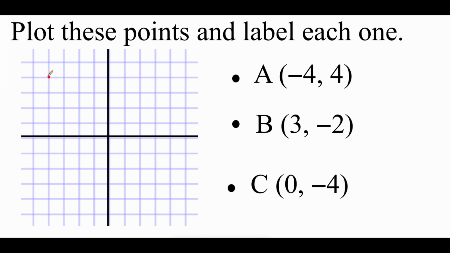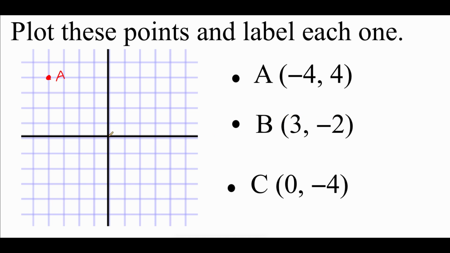So I'm going to put a dot where those grid lines intersect, and then I'm going to label my ordered pair. This was point A. Now, because we're on the left side and up, point A lands in quadrant 2. Now, if we look at point B, it is the ordered pair 3, negative 2.